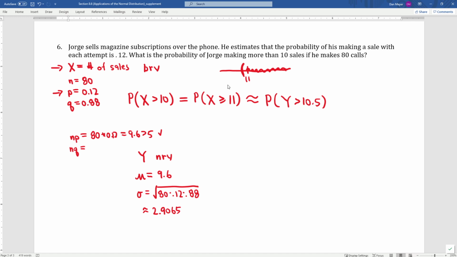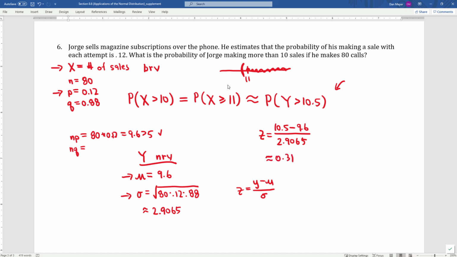just answering a straightforward question about a normal random variable whose mean we know and whose standard deviation we know. We're going to go ahead and standardize that normal random variable with a z-score. The z-score is going to be 10.5 minus the mean of 9.6 divided by the standard deviation of 2.9065. So here again we're using our formula. Normally it would be x minus mu over sigma, but now we're doing y minus mu over sigma, since our normal random variable here is y. So we're just using that z-score formula, and that'll give us a z-score of about 0.31.